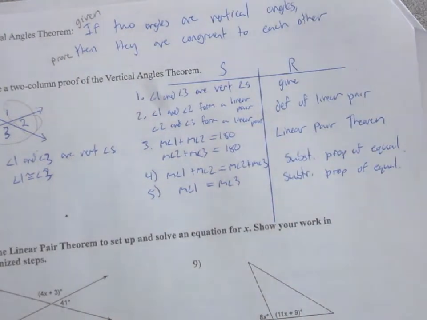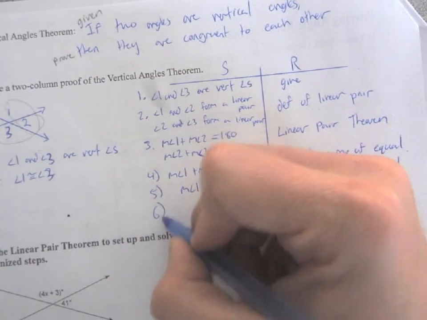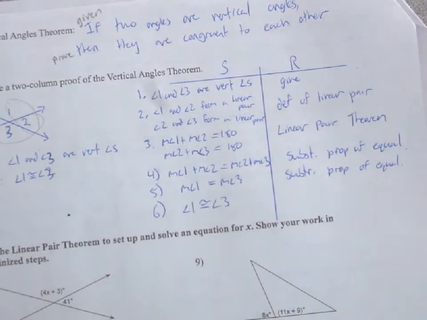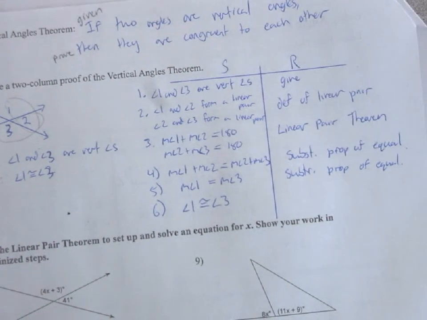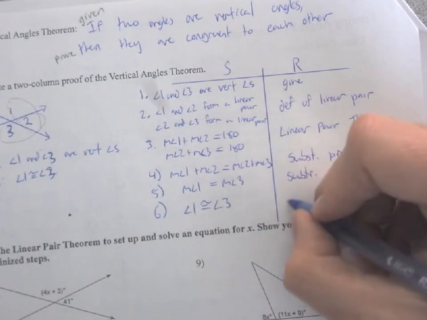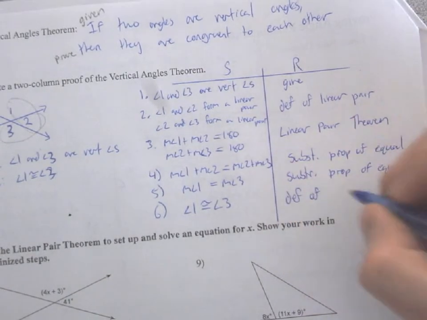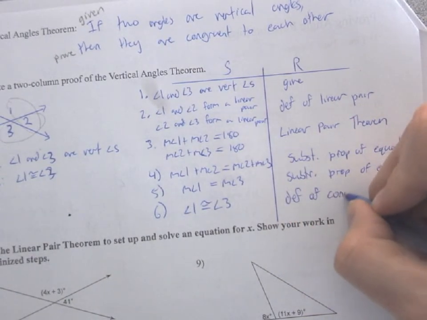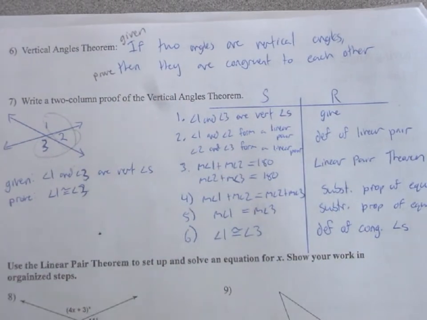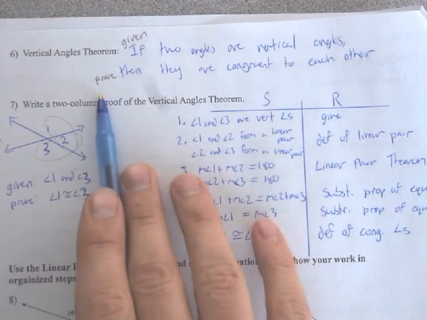So did we prove they were congruent? Basically. One more step to make it official. We'll say, okay, look, if the measure of angle 1 is equal to the measure of angle 3, then by definition, angle 1 is congruent to angle 3. That's the definition of congruent angles.